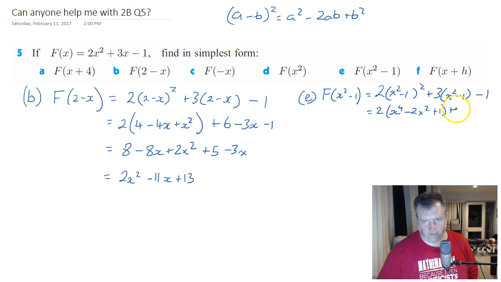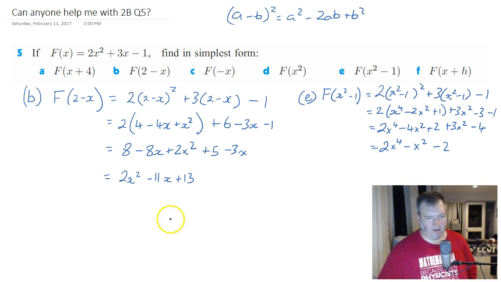Expanding this bracket, plus 3x squared minus 3 minus another 1. Leaves me with 2x to the power of 4 minus 4x squared plus 2 plus 3x squared. And minus 3 minus another 1 was minus 4. Finally, put them in order. 2x to the power of 4. Here I've got negative 4x squareds plus 3 of them. So that's just minus x squared. 2 minus 4, negative 2. And we're done.